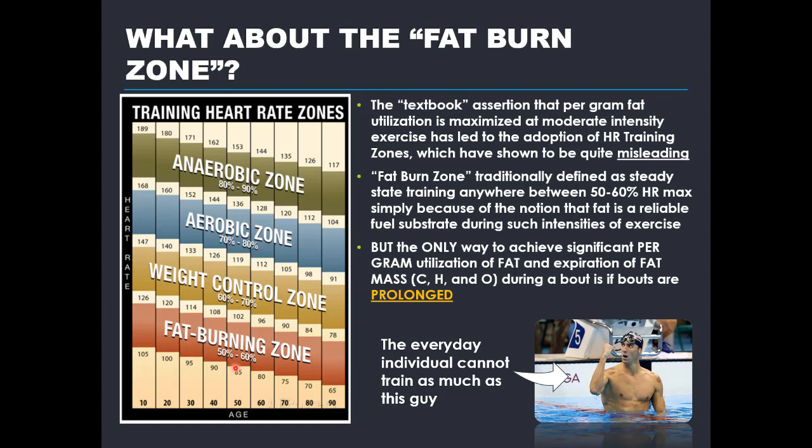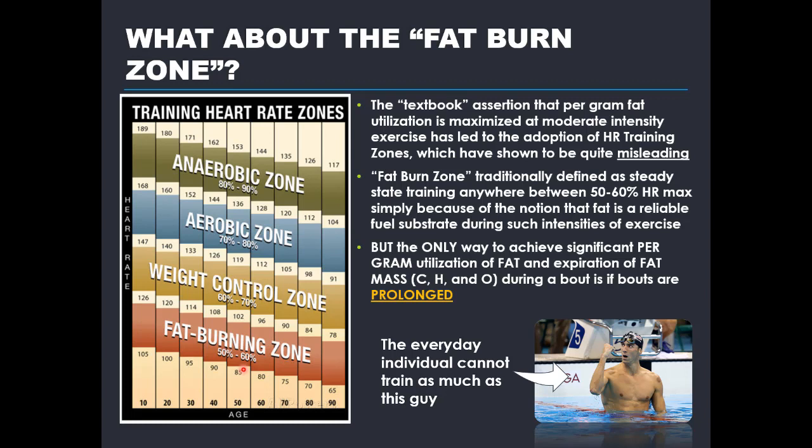What do you think is the rate of energy expenditure during steady state exercise at intensities between 50 to 60% heart rate max? It's pretty slow, and for a given time frame, not a lot of energy is expended, meaning not a lot of fuel is being oxidized, and therefore not a lot of fuel mass is being expelled from the body. So even though a large percentage of the energy expenditure is derived from fat oxidation, the actual mass or per gram amount of fat being oxidized and subsequently expelled in the form of CO2 and H2O is relatively small at these intensities of exercise.